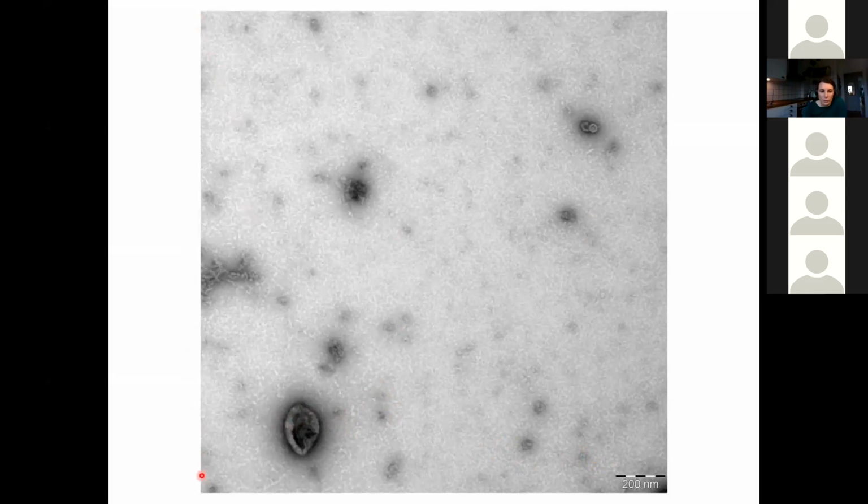And that's why you need to show a big image that contains several different vesicles, so the reader can make an interpretation of what you actually have isolated.